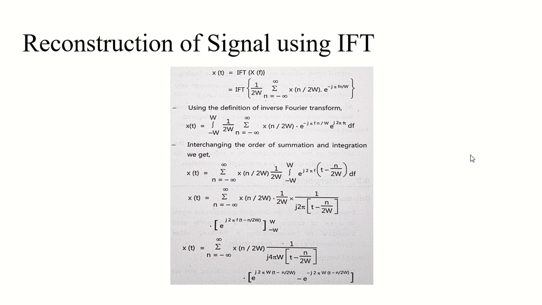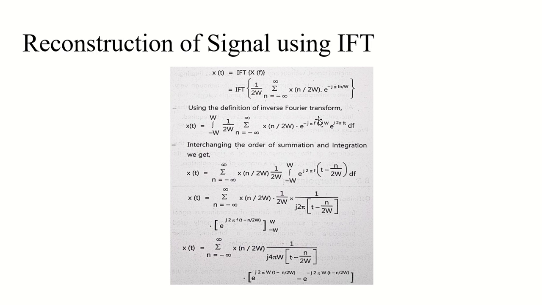If you remember the formula of the inverse Fourier transform, here we have 1 by 2 omega, because my original signal is getting divided by 2 omega, so we will write 1 by 2 omega outside the bracket. Inside the bracket you will have summation n equal to minus infinity to infinity of my original signal x of n divided by 2 omega, into e raised to minus j pi f n divided by omega. Actually it was minus 2 j pi f, but the whole term is multiplied by 2, not divided, my mistake.